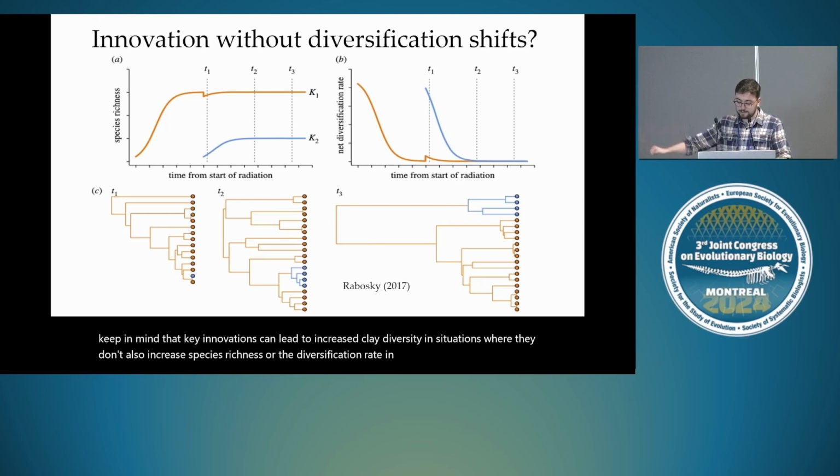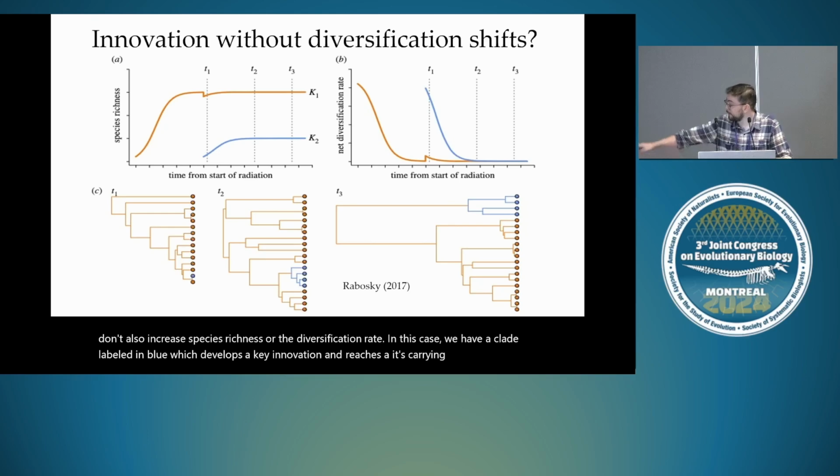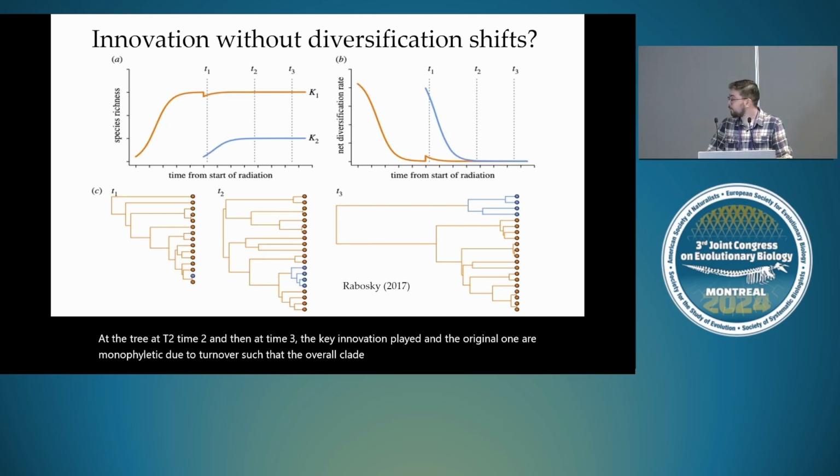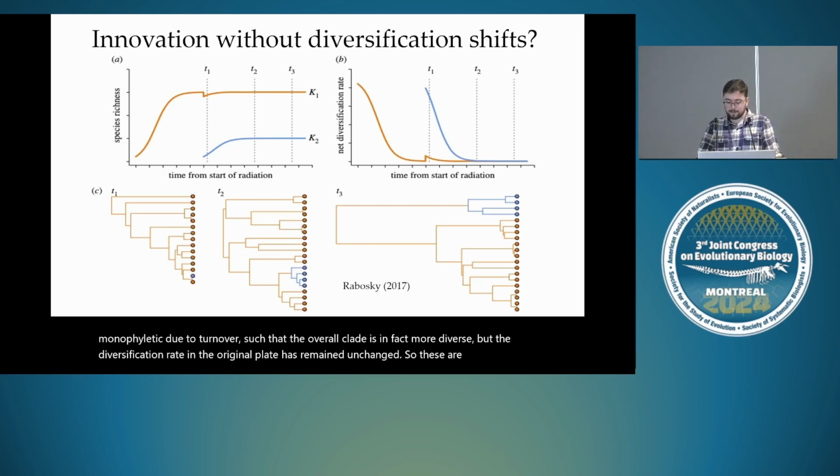In this case, we have a clade labeled in blue, which develops a key innovation and reaches its carrying capacity at T2, time 2. And then at time 3, the key innovation clade and the original one are monophyletic due to turnover, such that the overall clade is, in fact, more diverse, but the diversification rate in the original clade has remained unchanged. So these are things that we've been thinking about.